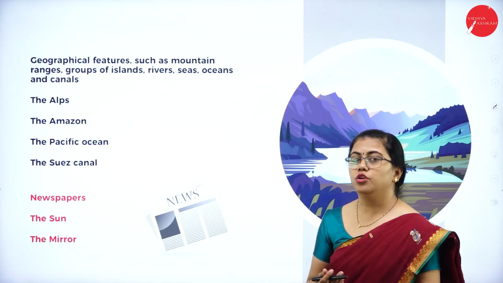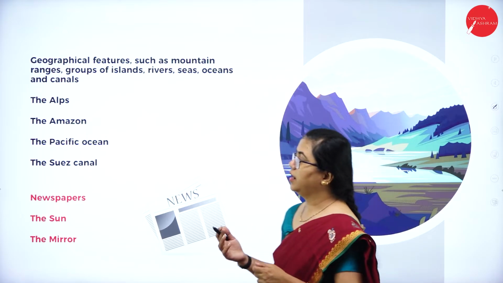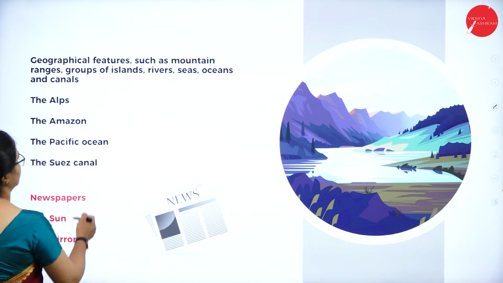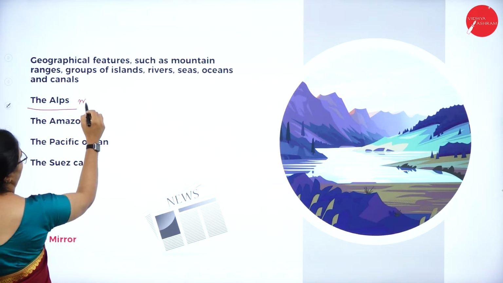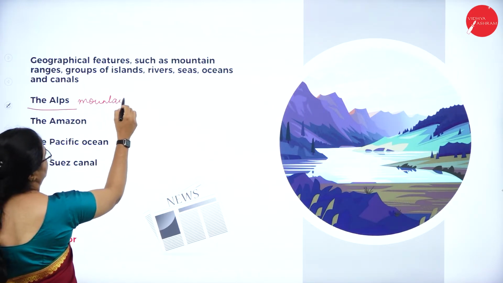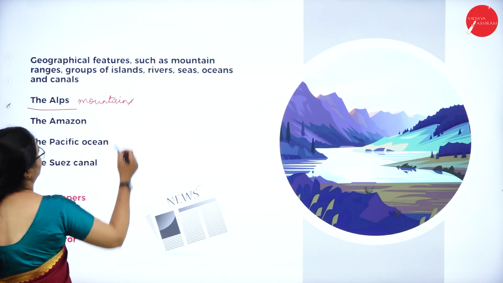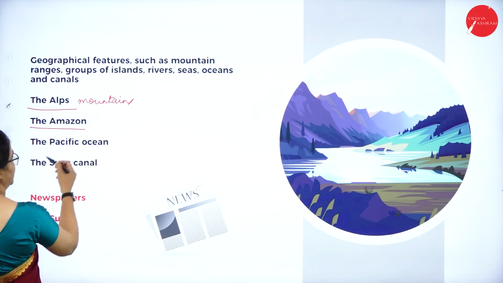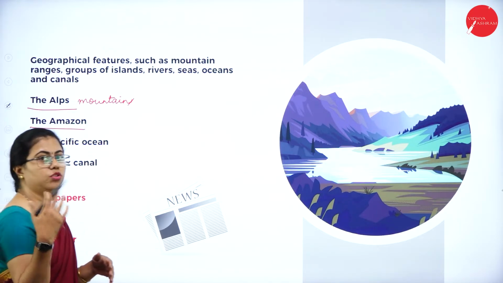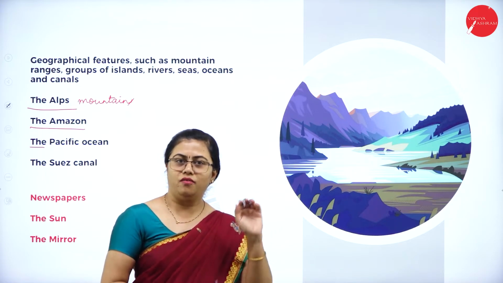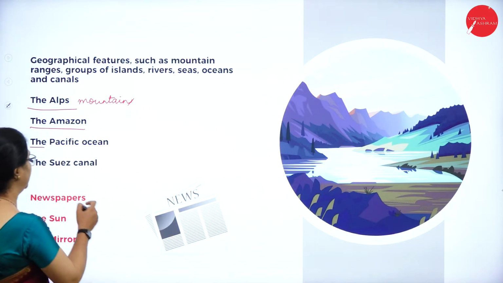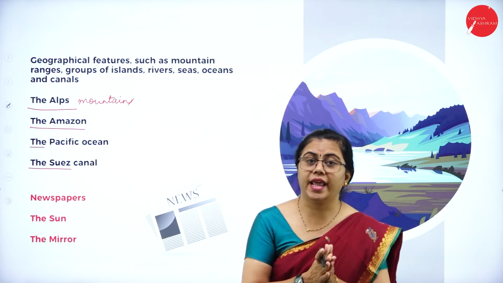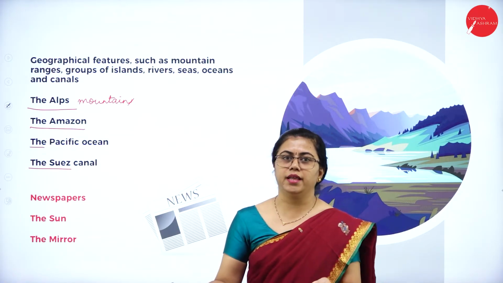Then you also make use of the definite article whenever you're talking about geographical places, like geographical locations, like the Alps. It's the name of a mountain. So here you use the definite article the, like that only. The Amazon, it's a river. The Pacific Ocean, the Indian Ocean, the Arabian Sea, the Bay of Bengal, wherever it is, the only. Other than that, you use it for the Suez Canal also. Whatever geographical locations are there, you use it for the Himalayas also, the Himalayan mountains.